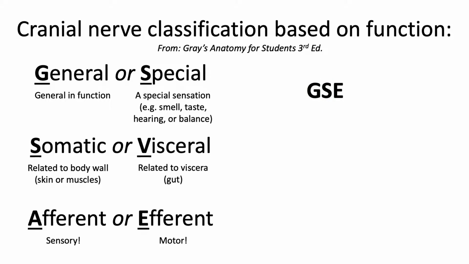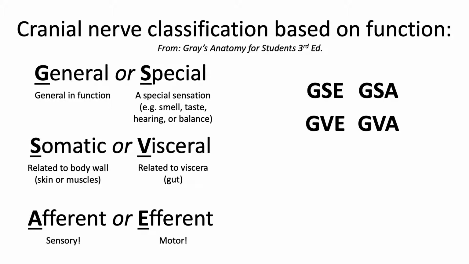You can continue to do this with each of the 2 categories and make 3-letter combinations and come up with 8 different possibilities. So you could have, in addition to a GSE nerve, a GSA nerve, a GVE nerve, which remember is sympathetic or parasympathetic, and lastly, a GVA nerve. These 4 classifications are essentially what spinal nerves are. They're mixed fibers of these 4 different types.